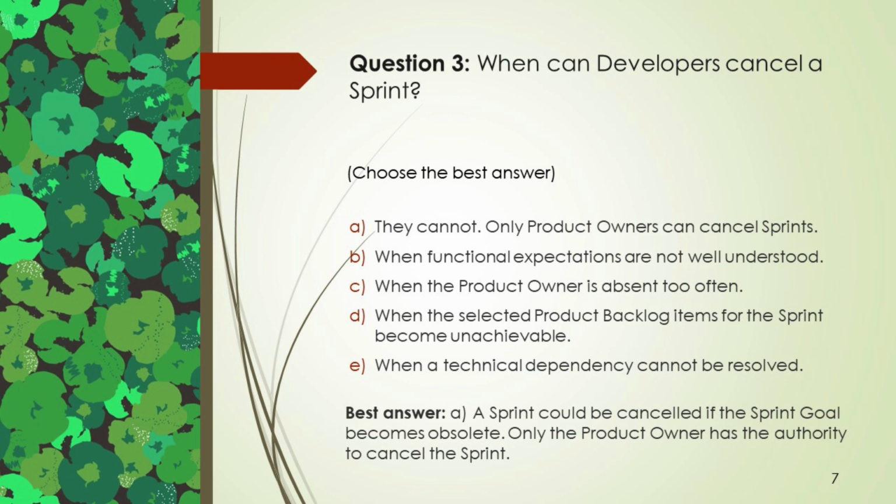Best answer, A. A sprint could be cancelled if the sprint goal becomes obsolete. Only the product owner has the authority to cancel the sprint.